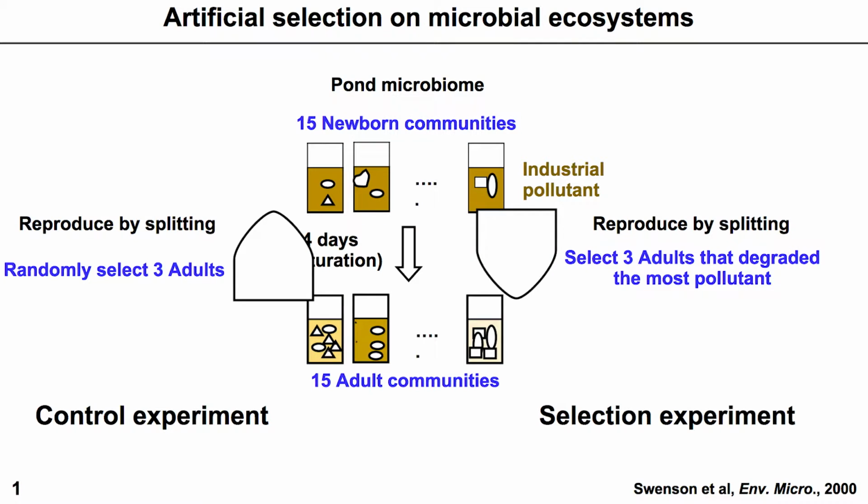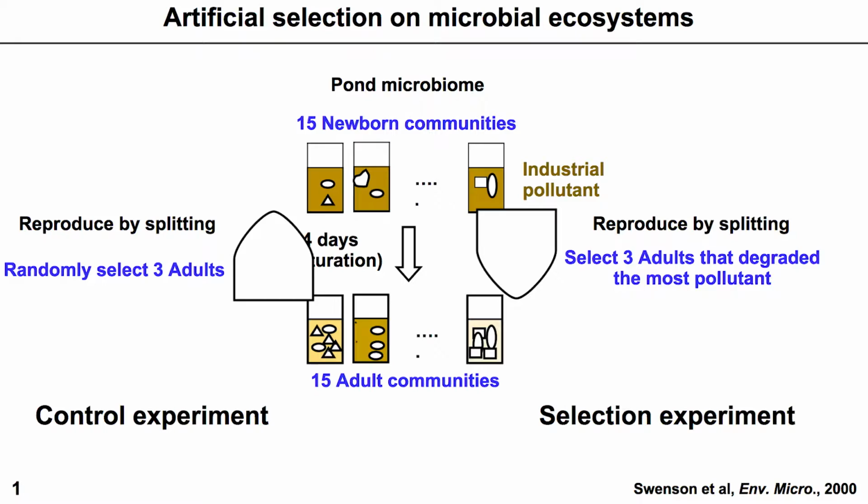In this experiment, the researchers are interested in identifying microbes that would degrade industrial pollutant. So they go to a pond, isolate microbes from the pond, and mix them up such that the starting point is more or less similar. Then they inoculate into tubes, 15 of them. And I call them newborn communities.